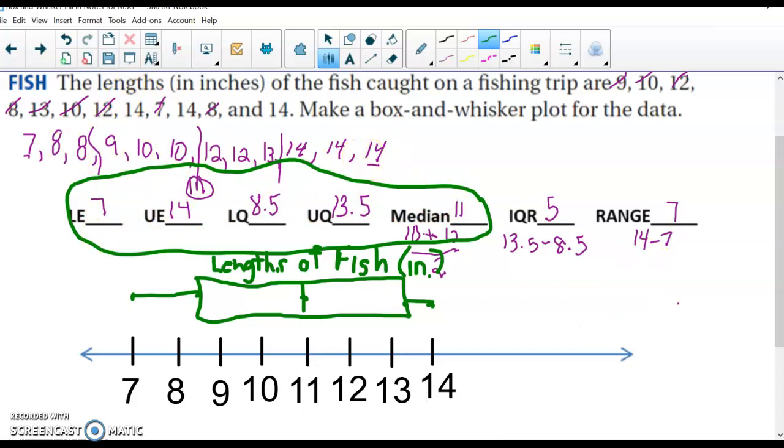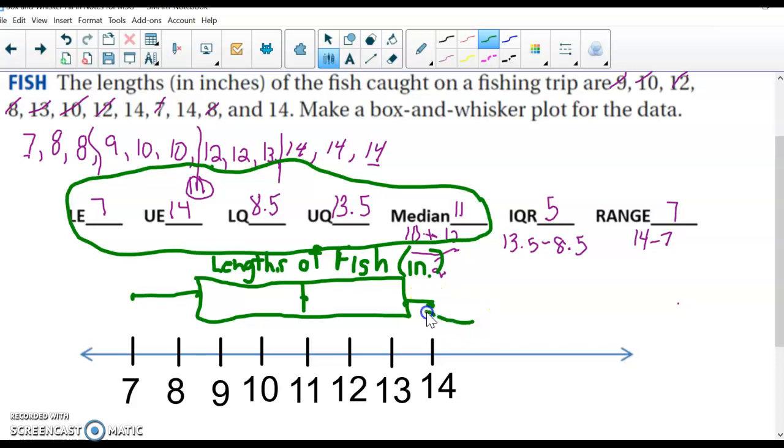We list least to greatest, find our least and our most, find the median, and then we find the median of our lower half and the median of our upper half. That's our lower quartile and our upper quartile. Remember, each section is 25%. 25% of the data is from 7 to 8.5 inches. 25% is from 8.5 inches to 11 inches. 25% is from 11 inches to 13.5 inches. And 25% is from 13.5 to 14 inches.